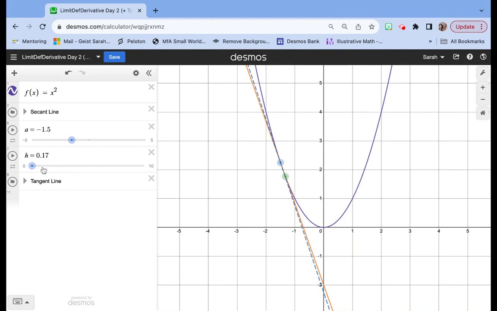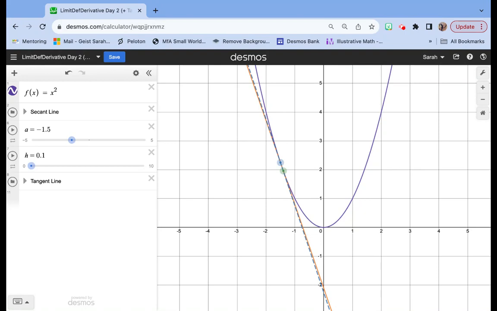As I make this distance really, really small, the secant line looks like it's almost on top of the tangent line. When I move it all the way towards 0, the secant line disappears, because when the distance between those points is 0, there is no more secant line, since by definition, a secant line goes through 2 points on a curve. If I make h just slightly larger, I can see my secant line again, and I can see that it's getting very, very close to that tangent.